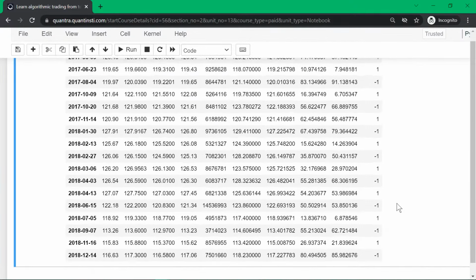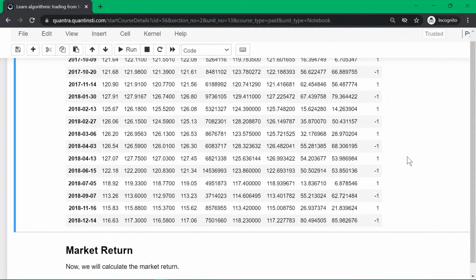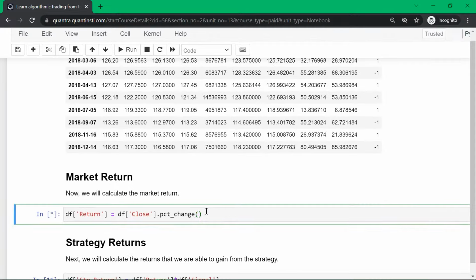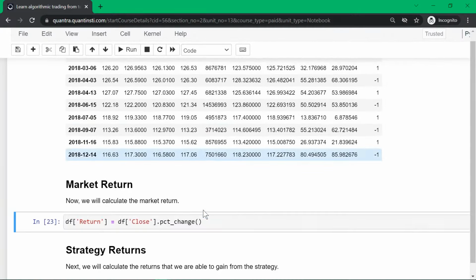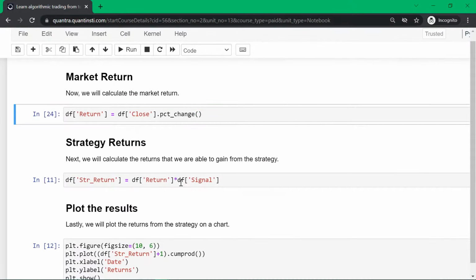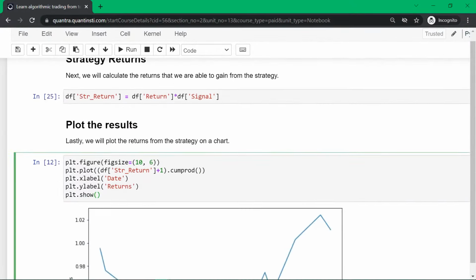So now the next step, once the signals are generated, would be to backtest, to actually run the signals and see how well the trading rules we defined are performing. So for that, let's just calculate the returns. So we have got the gold prices. So let's just calculate the gold price returns and strategy returns as well, and plot the returns of our strategy.